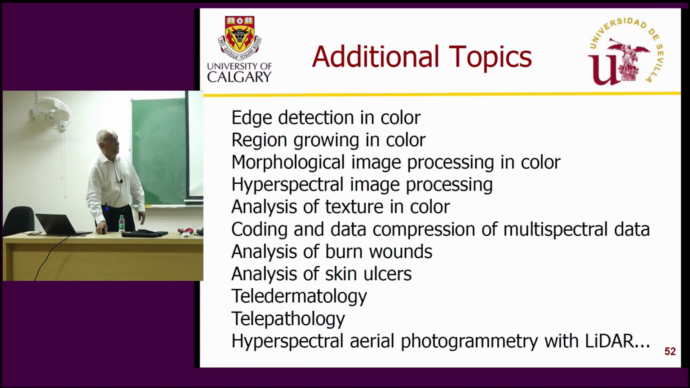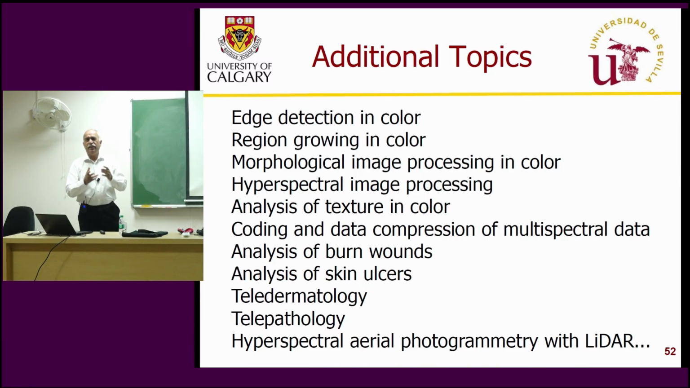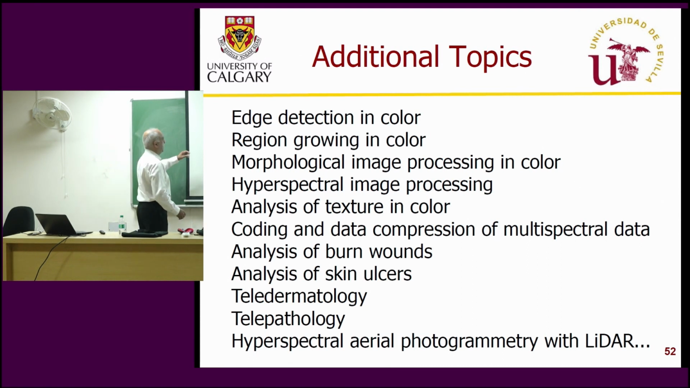So that is what we have in the book, a quick overview of the book and a few important concepts and some applications, some algorithms. All the color filters, there are so many noise filters, they're all described in the book or in some of our papers. There are a number of other topics: edge detection, region growing, morphological image processing, hyperspectral imaging, analysis of texture, coding, data compression. We did some work.